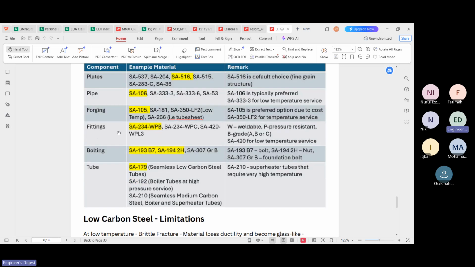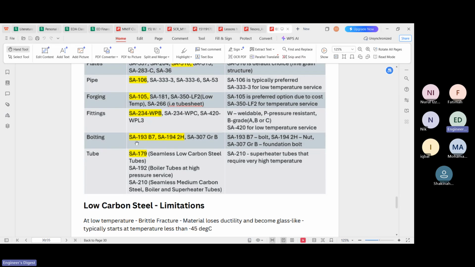This is your fitting, SA234 WPB. W is weldable, P is pressure resistant, and B is the grade, either A, B, or C. For low temperature service, we'll use SA420. For bolting, typical for carbon steel is 193 B7 and 2H. 193 is for your bolt, 2H is for your nut, and 307 is a foundation bolt. For a foundation bolt, you can use 193 B7, but the cost is slightly more. So for a foundation bolt, you do not have to use 193 B7. You can use 307 grade B.